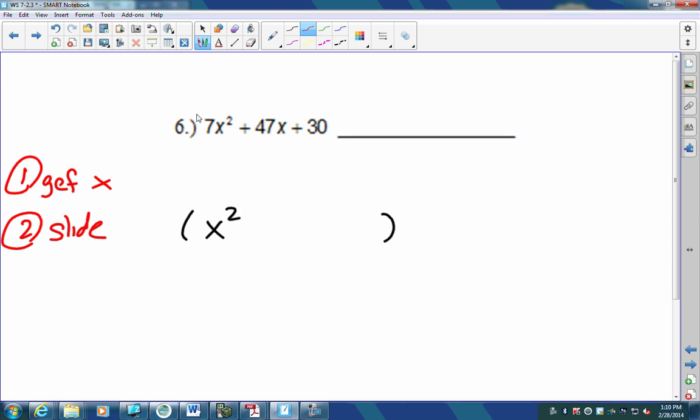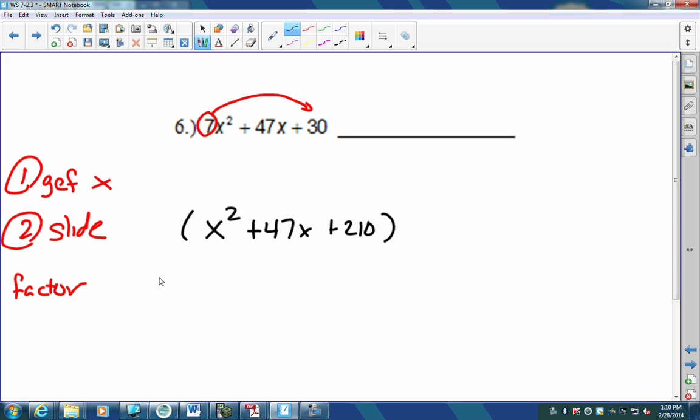Okay? So I'm going to take this 7 and slide it back here. That means I'm going to take 7 times 30. So I got to leave the plus 47x. 7 times 30 is 210. We are multiplying the first and the last number. That's what slide means. Now we're going to go and factor.